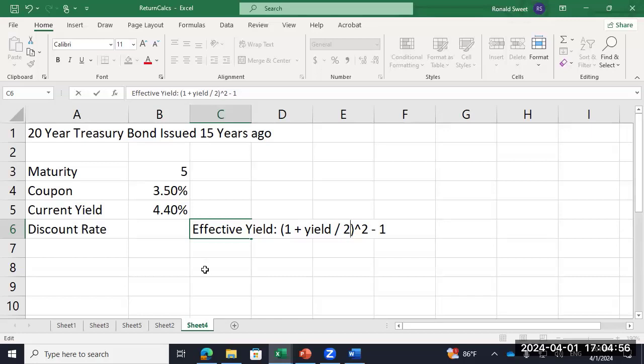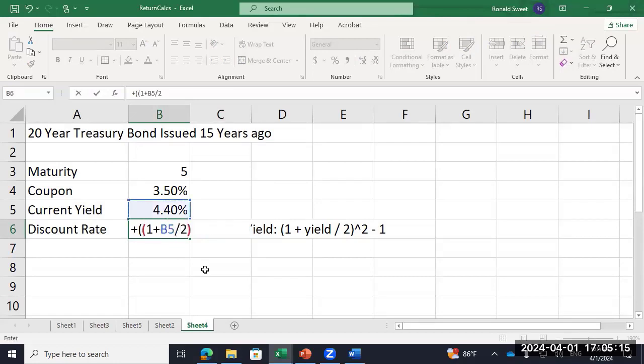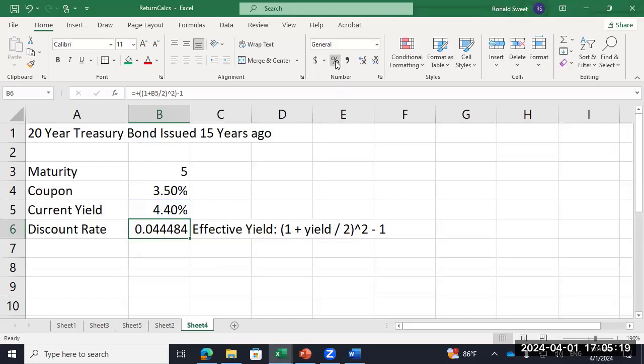What if this was a bank CD that paid monthly? What would you do? You divide by 12, raise it to the 12. That's what the APY is that you see on CDs. All right. But for corporates and Treasuries, you divide by 2 and raise it to 2. And you have to get something higher than this number. So 1 plus that divided by 2, raised to the second, minus 1, you're going to get something slightly higher.